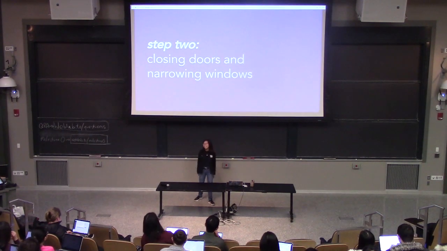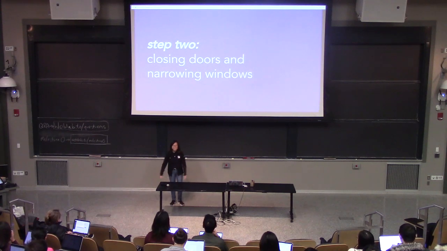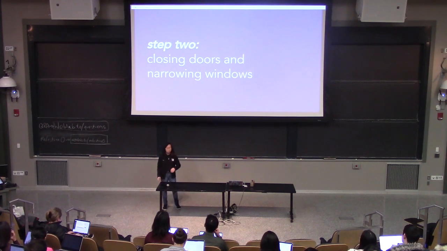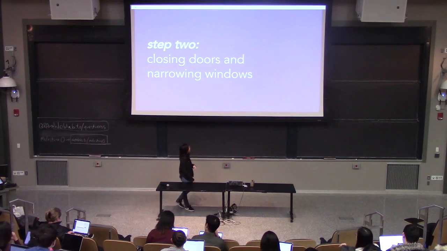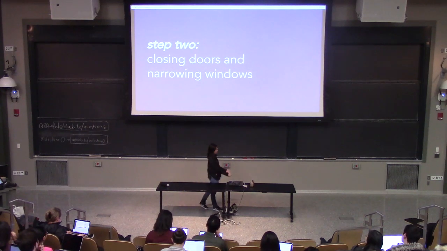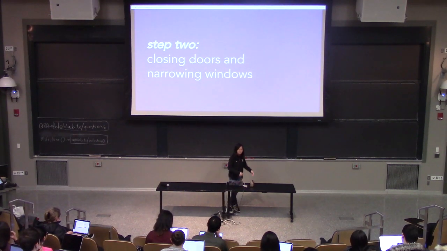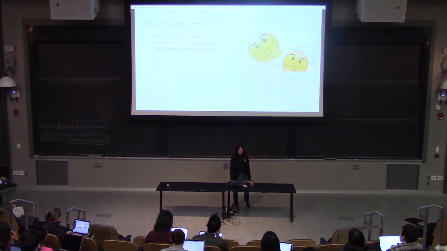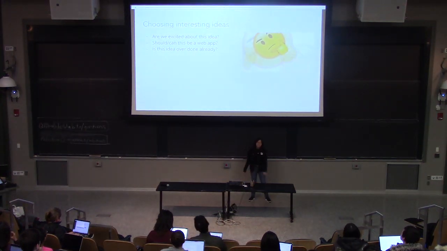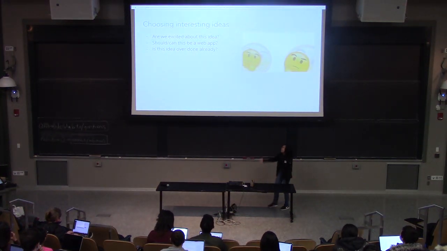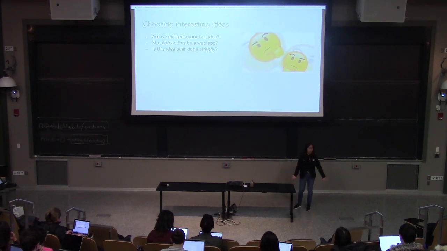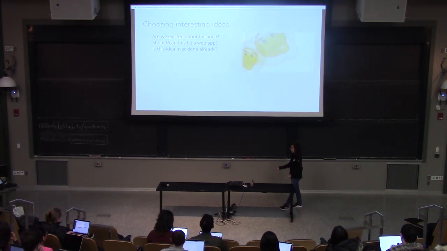Step 2. We came up with a lot of ideas, and you just came up with a bunch as well, although some of them were the same. Now, how to close doors and figure out which idea and which area of focus you want to head towards. So how do you choose an interesting idea? I posted some questions that I think are good questions to ask about if your idea is honed down enough and how to make it better.